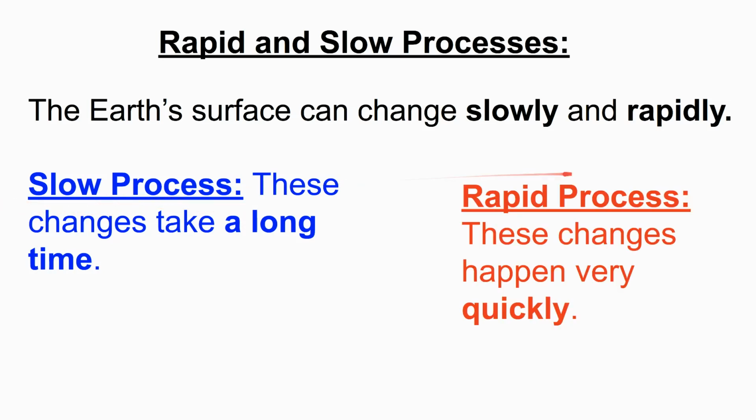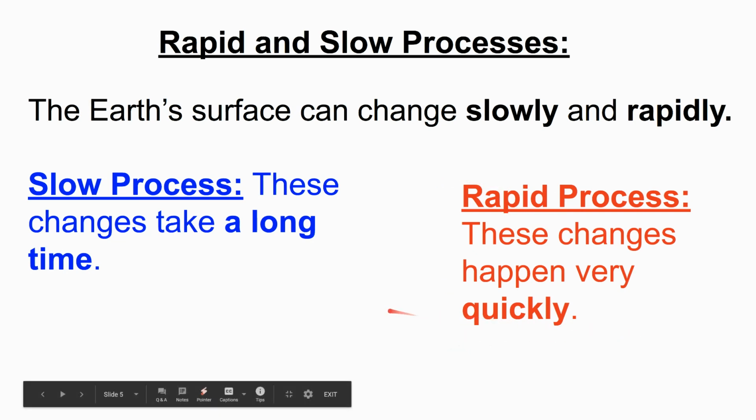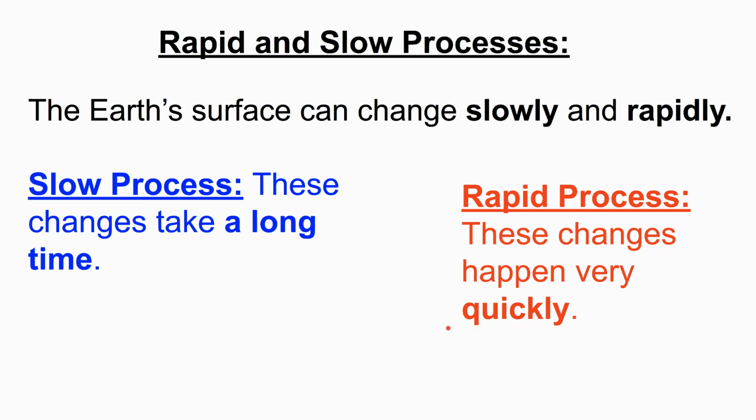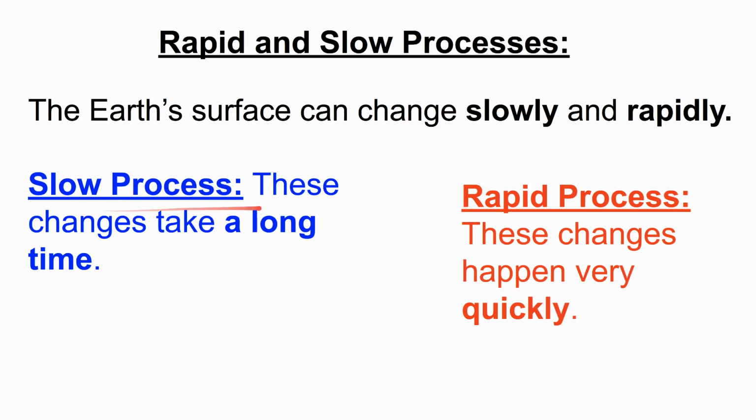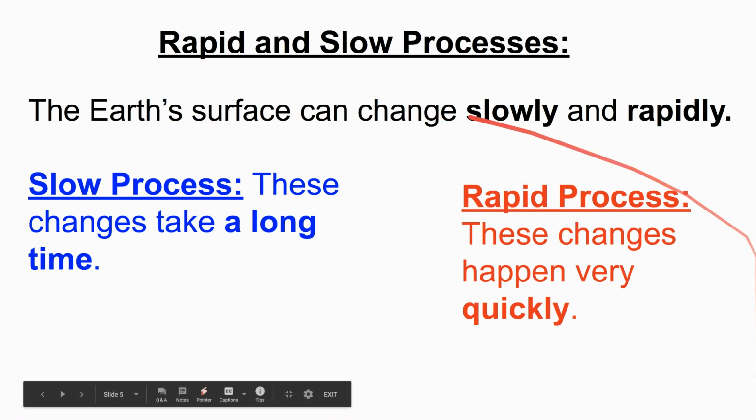A fast process or a rapid process, these things happen very quickly. And when I'm talking about quickly, I'm talking about some things that could happen in 100 years, because 100 years for us is a long time, but for the Earth, 100 years is nothing. Or it could happen over a period of months, weeks, or even in a day. Those are rapid processes. So slow process, rapid process. If you need to pause it so you can write this down, this whole screen that I'm zooming around right here, you can do that.